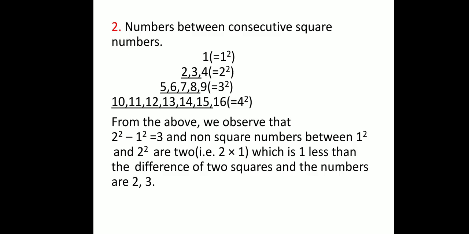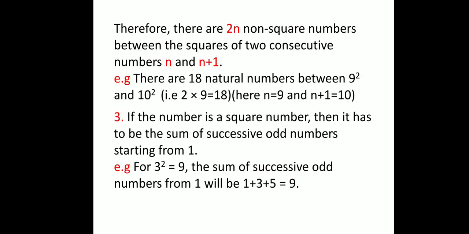is equal to 2. That is 2 into 1, which is 1 less than the difference of the squares, and the numbers are 2 and 3. On observing this pattern, we can conclude in a general manner that there are 2n non-square numbers between the squares of two consecutive numbers, that is n and n plus 1. So the condition is that there should be squares of two consecutive numbers, then 2n will be the non-square numbers which will lie between the squares of two consecutive numbers, that is n and n plus 1.